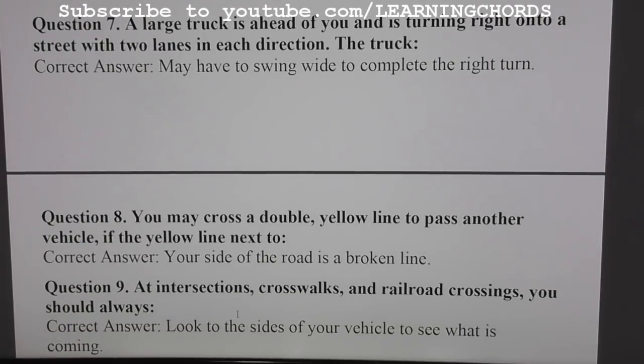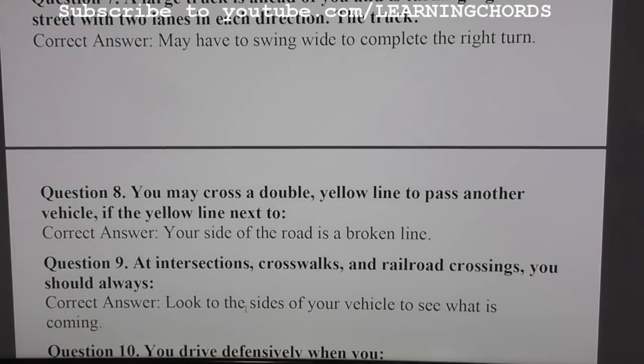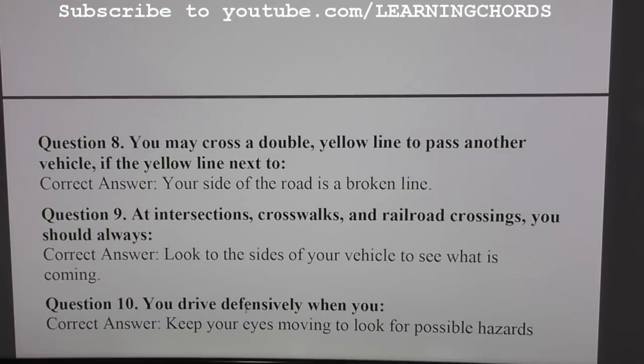Question 9, if they have a little island section over there. At intersections, crosswalks, and railroad crossings, you should always look to the sides of your vehicle to see what is coming. Pretty obvious. A lot of people just get wiped out in intersections because they don't look. They just think they've got the right of way, and they either knock somebody over in a crosswalk or somebody runs a light and ends up hitting you. So look both directions. Question 10, you drive defensively when you keep your eyes moving to look for possible hazards, which should be all the time. You should always be aware.